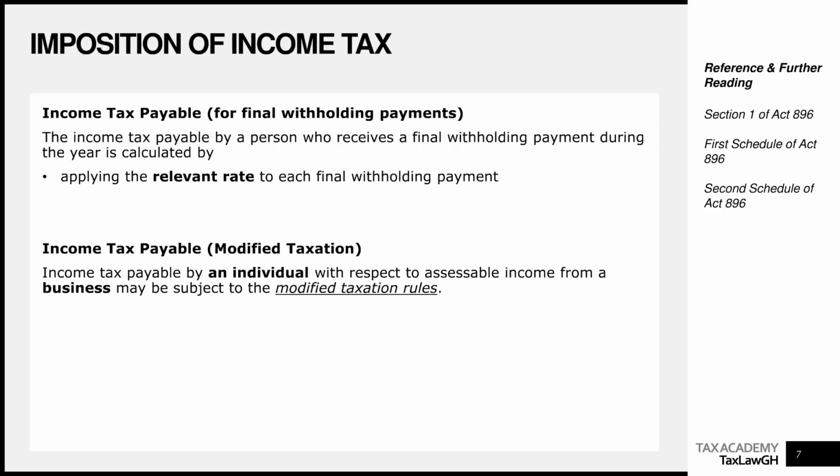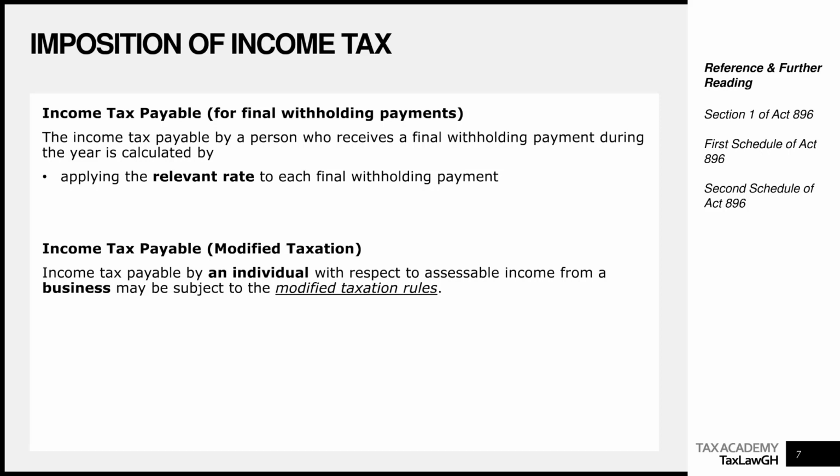Remember, I said that the total income tax payable for a person or by a person for a year is the sum of their income tax payable on their chargeable income and the income tax payable on any final withholding payment. Remember this, right? Then let's look at income tax payable on or under the modified taxation system.